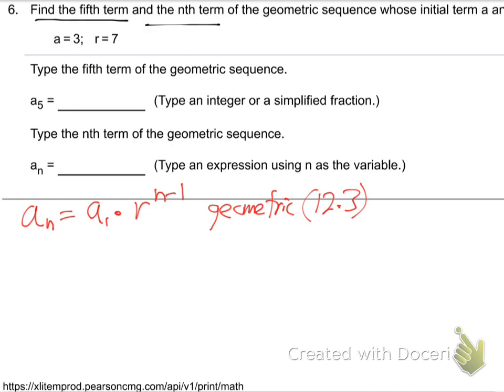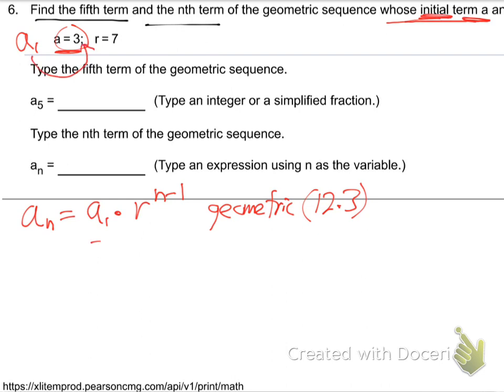Now, what is this A? This is weird. I don't know why they did this. They should have said A1. That's really A1. How do I know? Right here: the initial term A. So they're calling it A. I just think that's confusing. In the next problem they'll call it A1, but on this one they're calling it A. It's the initial term, the first term, so it's A1.